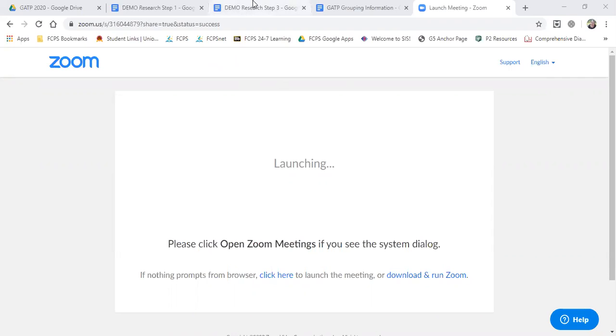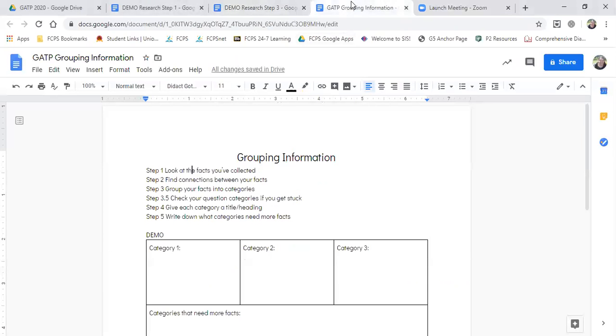Hey guys, today we're going to be talking about our Global Awareness Technology project, and this step is going to be grouping your information. Now, I'm telling you right now, if you don't have about 20 facts or more, this step is going to be more challenging. So if you are looking at your facts right now, because that's step number one, and you're thinking, you know what, I don't have a lot of information, I need to go back to the previous steps and keep answering my questions, pause this video, keep researching, and you can come back to this when you think you have enough information, which probably will be at least 20 facts.